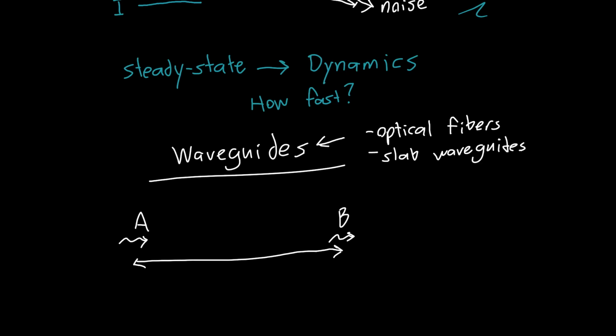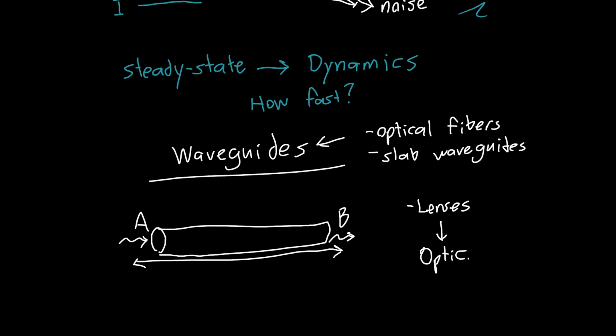And waveguides are critical anytime you want to move light from point A to point B without a massive amount of loss between the two points. You really need a waveguide. Now, you could also use lenses, or you could also use an optical system, but this is the subject of optics. I actually do have some videos right now in optics, and so you can give those a look if you like.